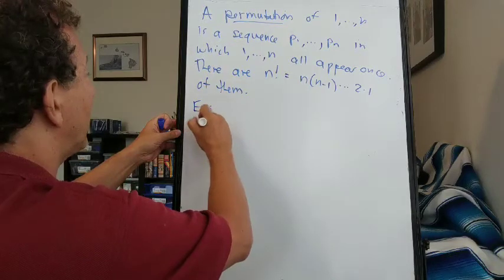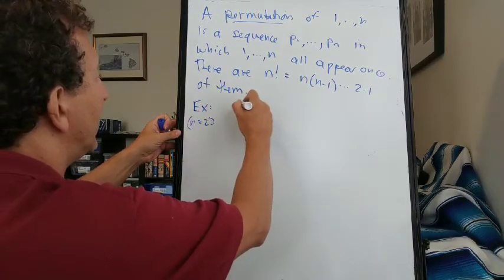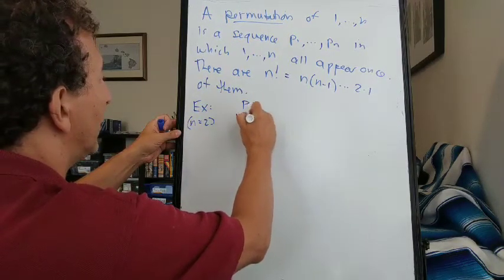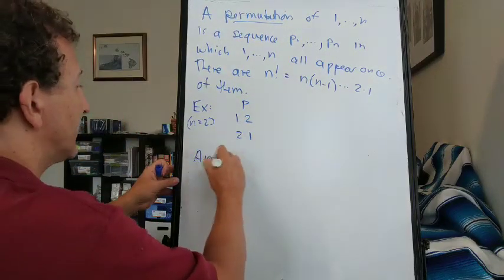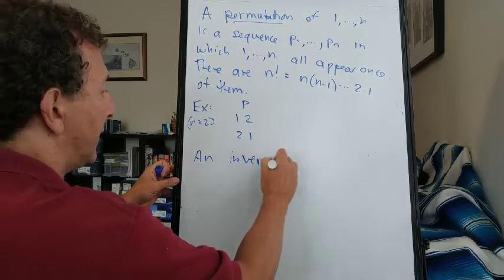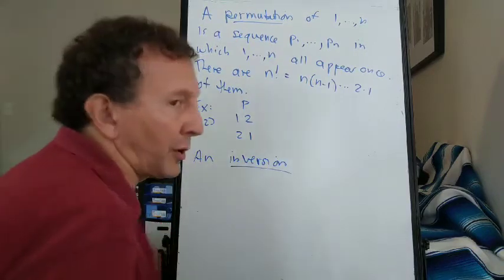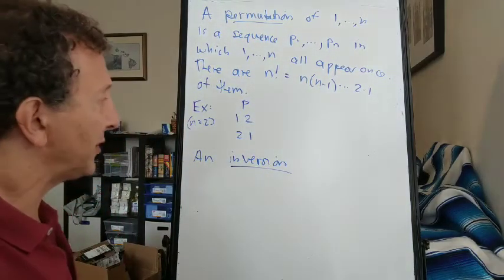So for example, when n equals 2, we have 1, 2, or 2, 1. Now, an inversion in a permutation is a pair of numbers that appear out of order.